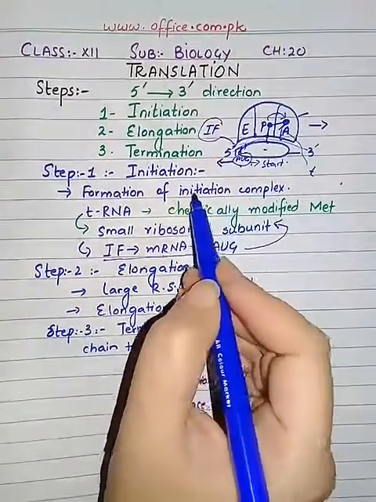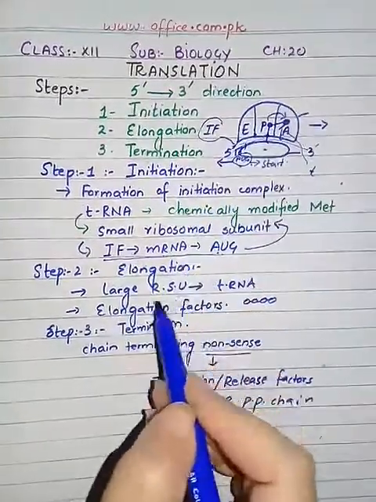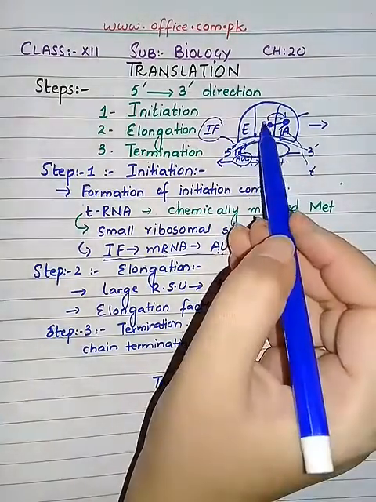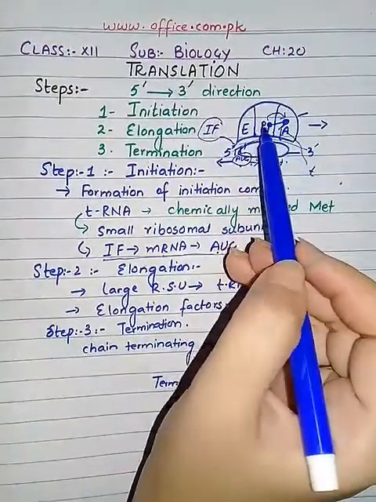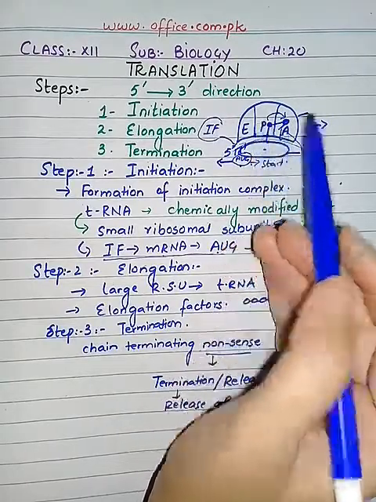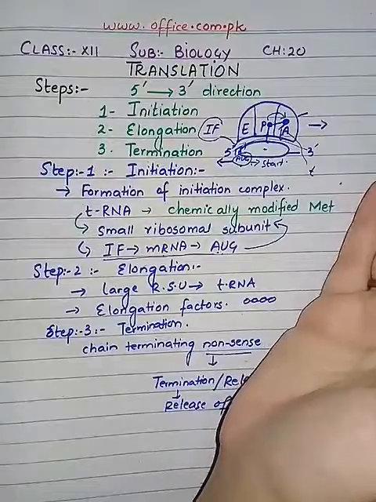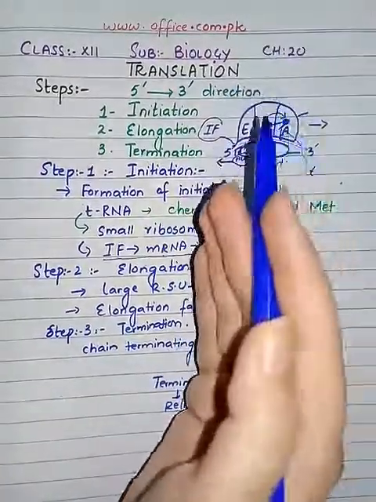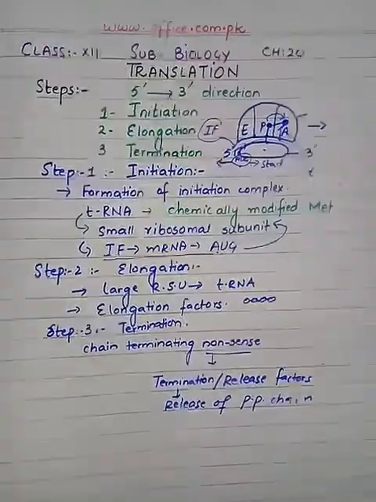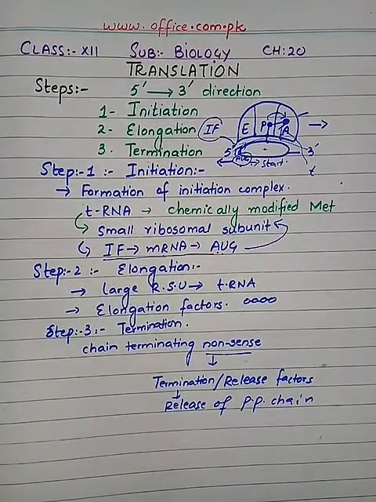So what happens? The initiation complex formation, then the elongation step, and then the termination step. In the elongation step, the previously existing amino acids will always be attached to newly arriving amino acids, and the previous transfer RNA will exit and the new transfer RNA takes its place. Now let us discuss in the form of a diagram.